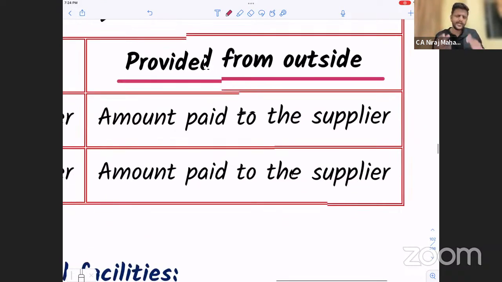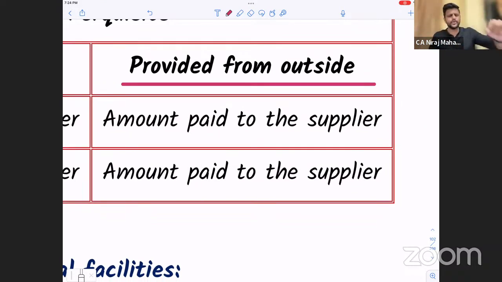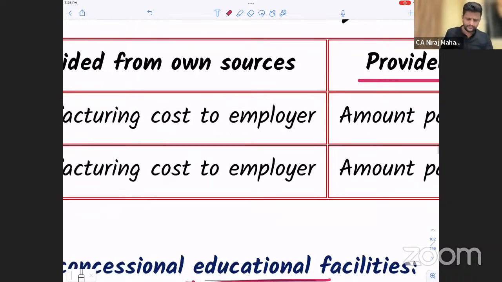But whatever is the amount paid to the supplier, that means the actual invoice amount, bill amount, that will be the value of perquisite. See, that bill should have been paid by the employee. And if he is not paying, employer is paying, therefore that is the value of perquisite. Employee's obligation or duty is taken care of by the employer, so it is a perquisite. Clear till here?